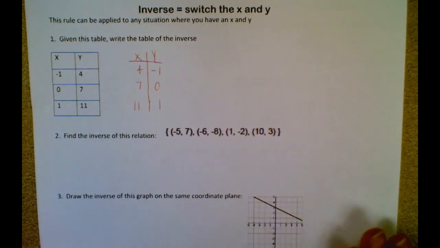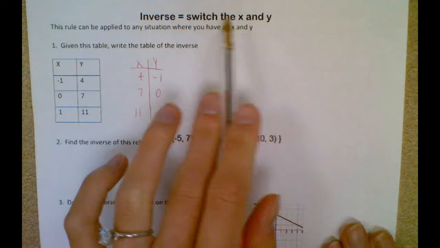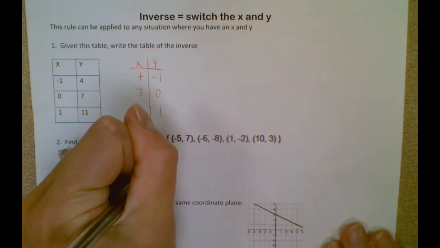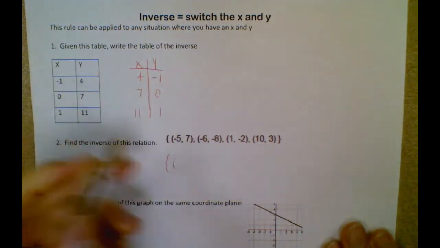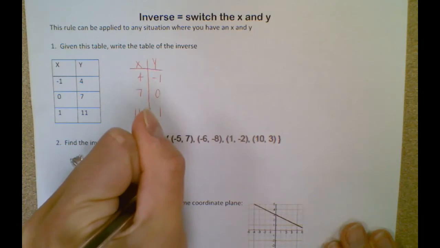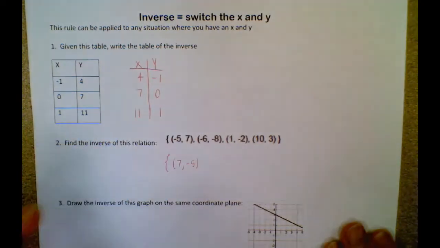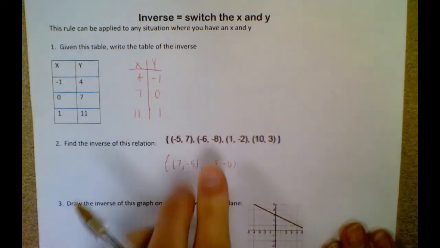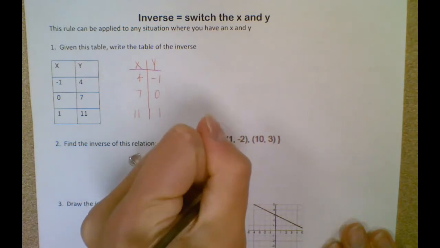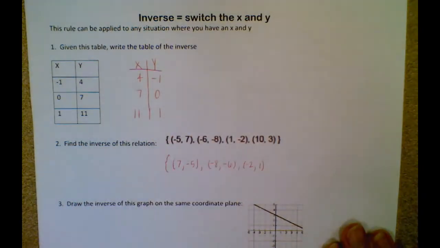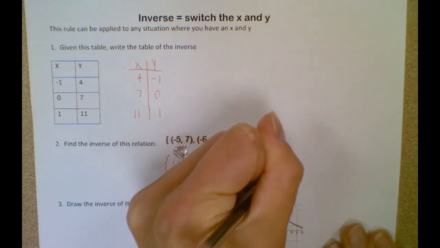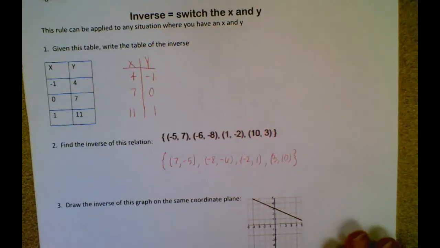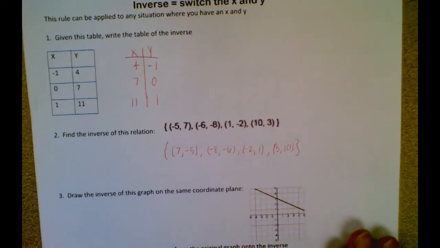All right, to find the inverse of this relation, again, we're just going to switch the x and the y. So it's going to look like this. If I can draw the little bracket guy, there we go. Instead of -5, 7, this will be 7, -5, like that. Then we'll have -8, -6, just switching those. Then I have -2, 1, and I have 3, 10. And that's it. Okay, just switching the x and y's.